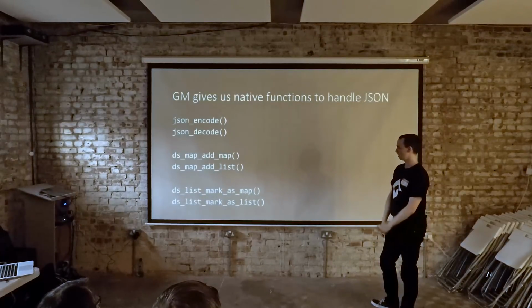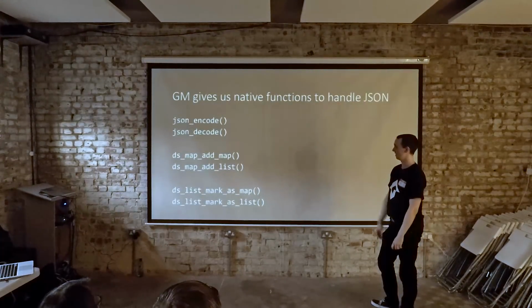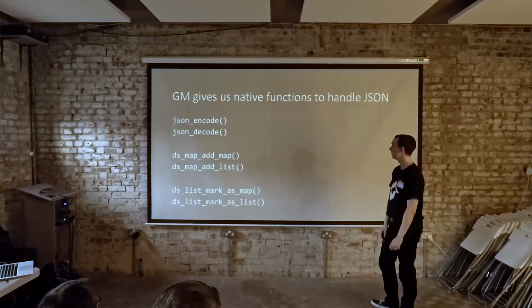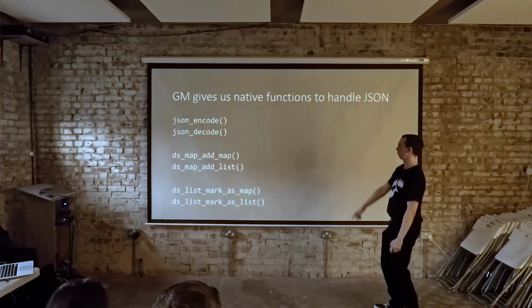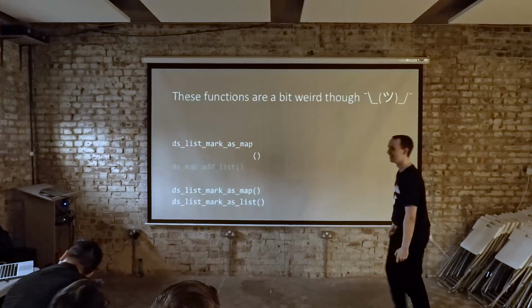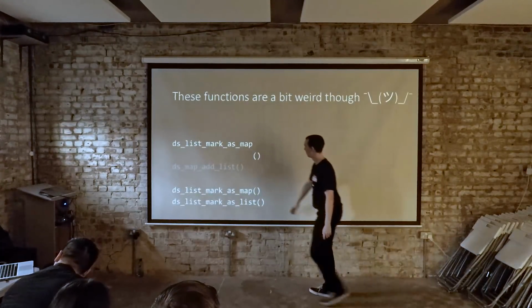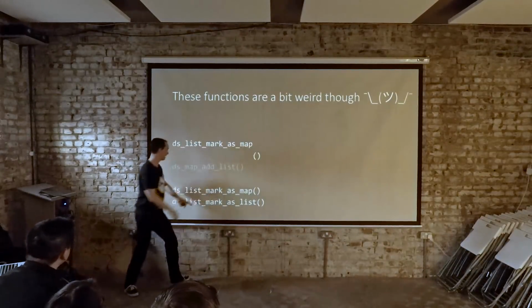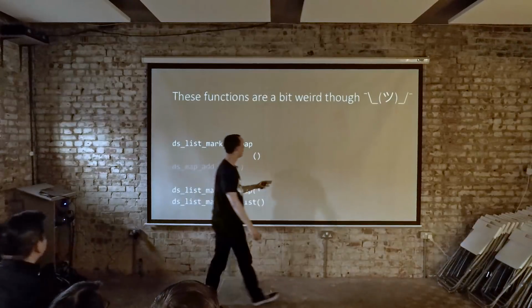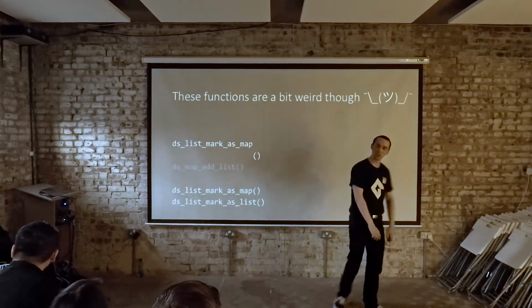GameMaker gives us some native functions, and a quick few words on these. These are the only functions you need to know for using JSON beyond the DS map, DS list stuff. Unfortunately, whoa, what's going on here? Anyway, never mind, ignore this. This stuff doesn't exist. These functions down here are kind of broken, much like the sliders. These functions don't really work the way you expect them to.